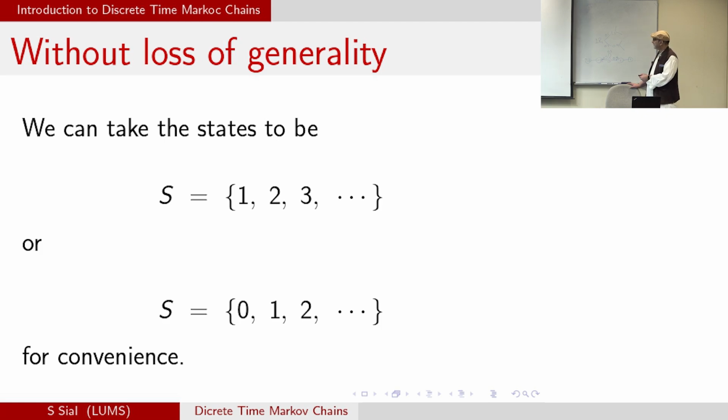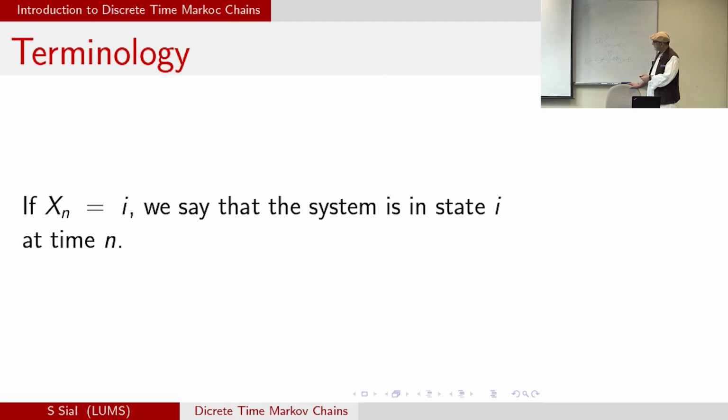Sometimes it might be convenient to start at 0, so 0, 1, 2, 3. So if xn equals i, we say that the system is in state i at the nth time. So a bit of terminology.